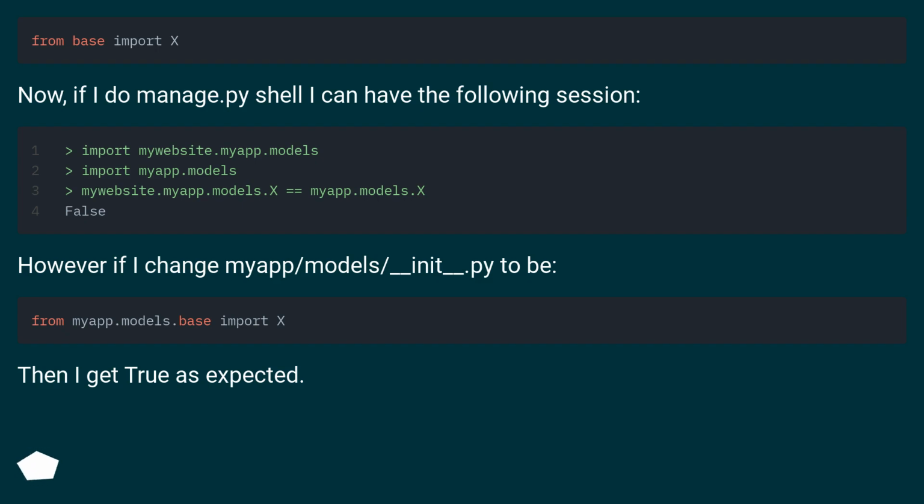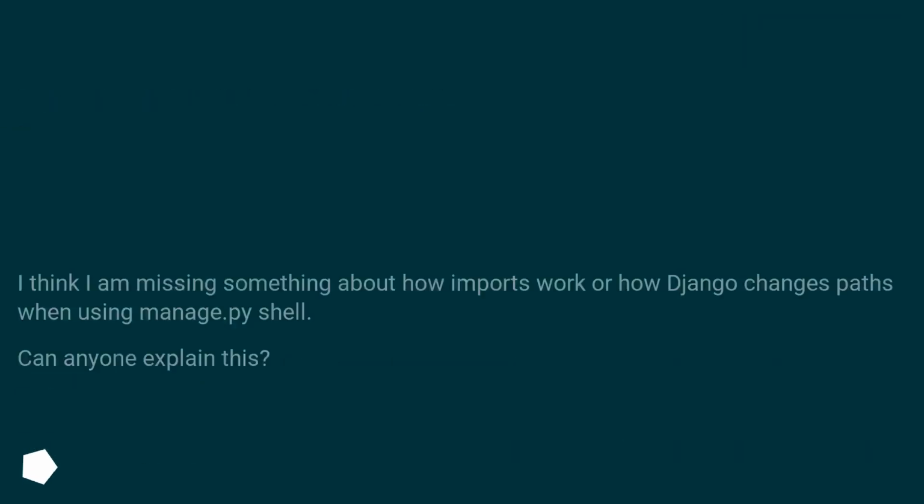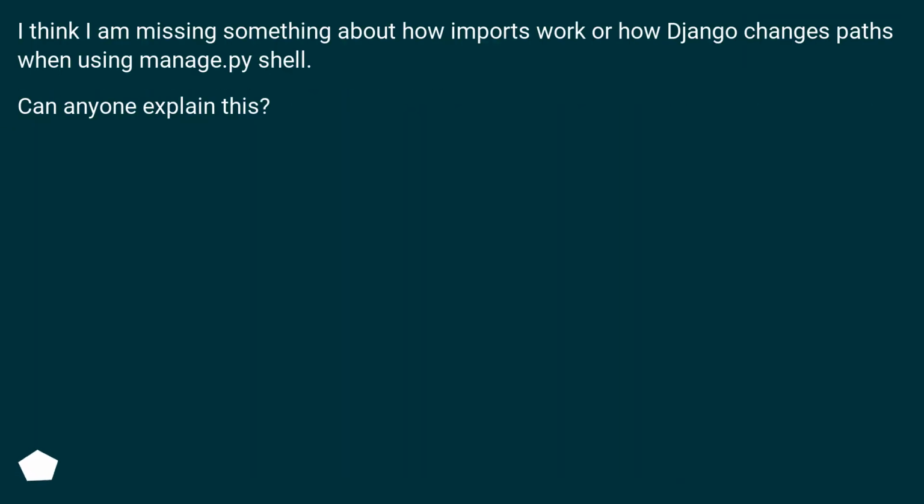Now, if I do manage.py shell, I can have the following session. However, if I change myapp/model/__init__.py to be this, then I get true as expected. I think I am missing something about how imports work or how Django changes paths when using manage.py shell. Can anyone explain this?